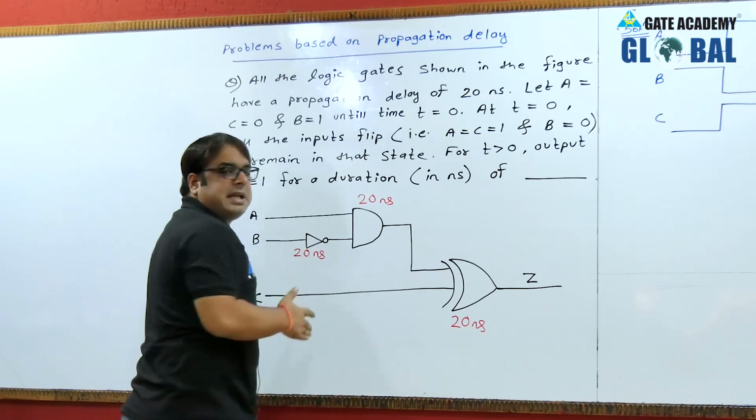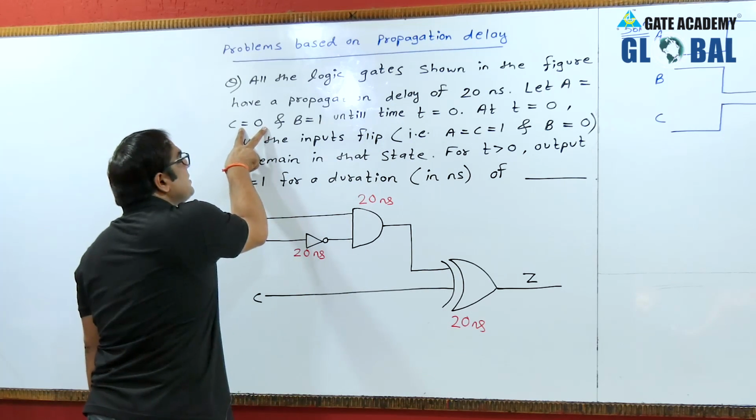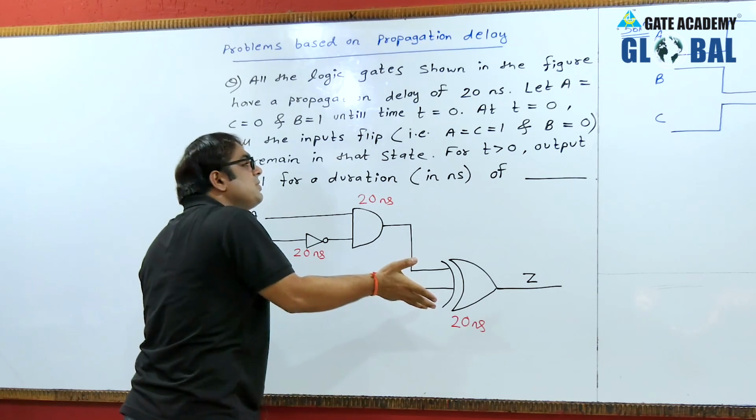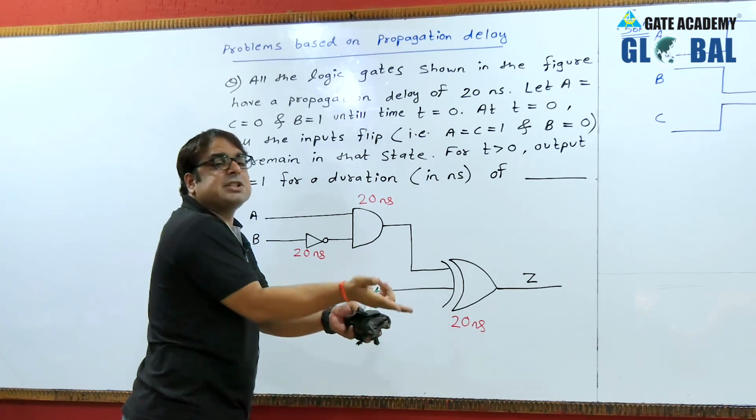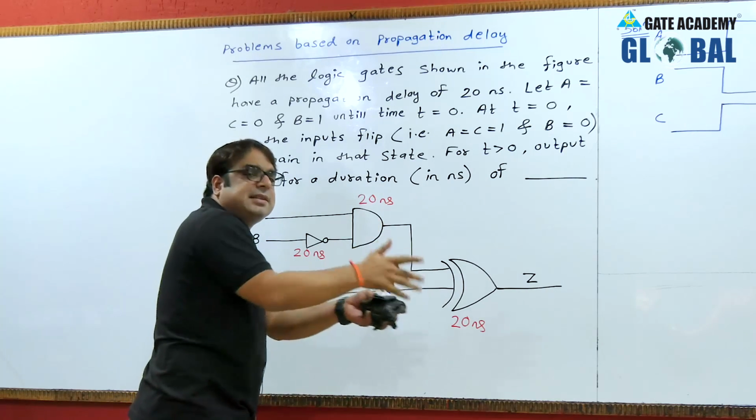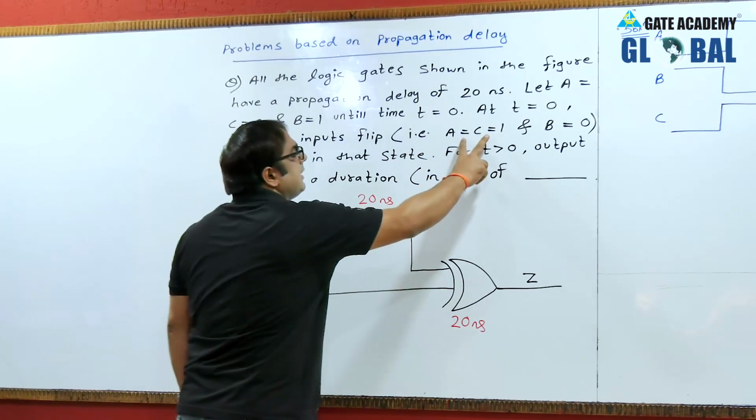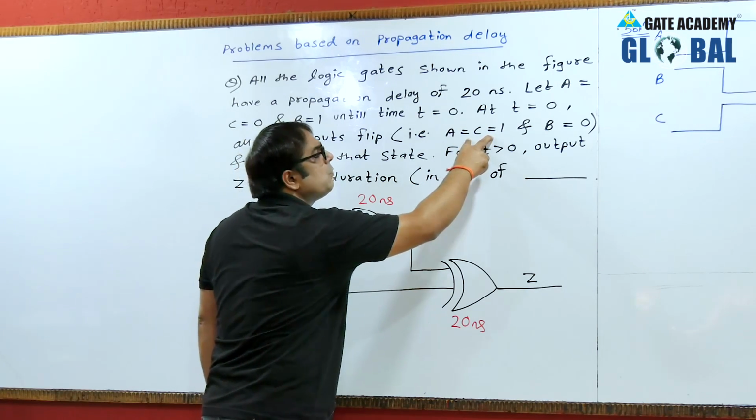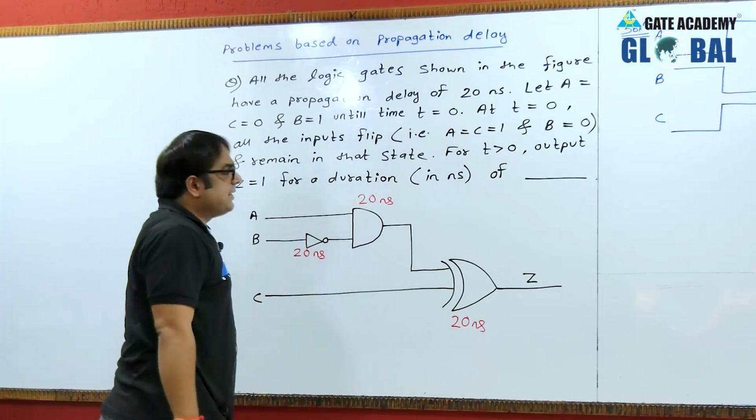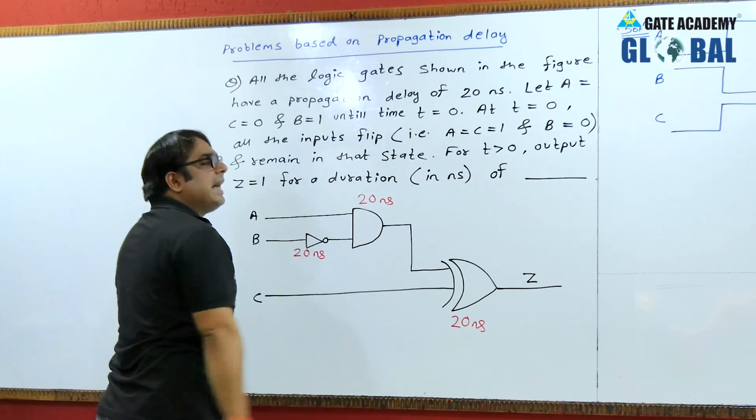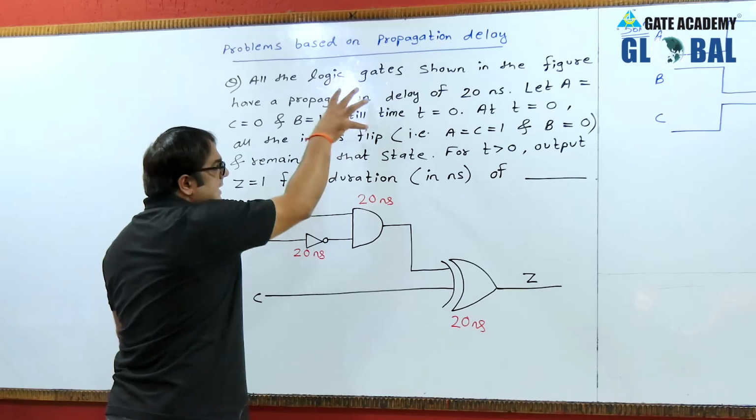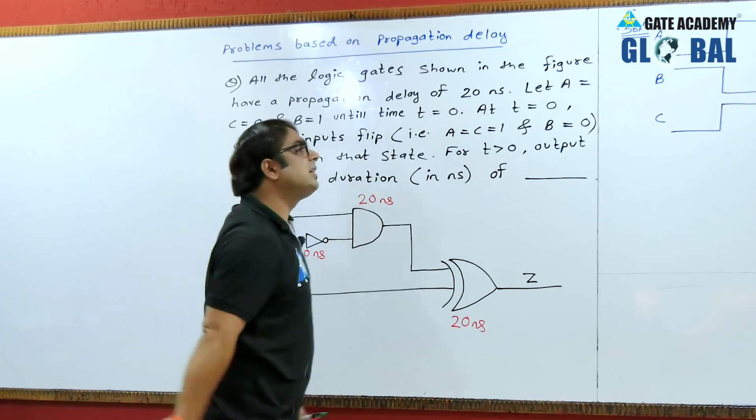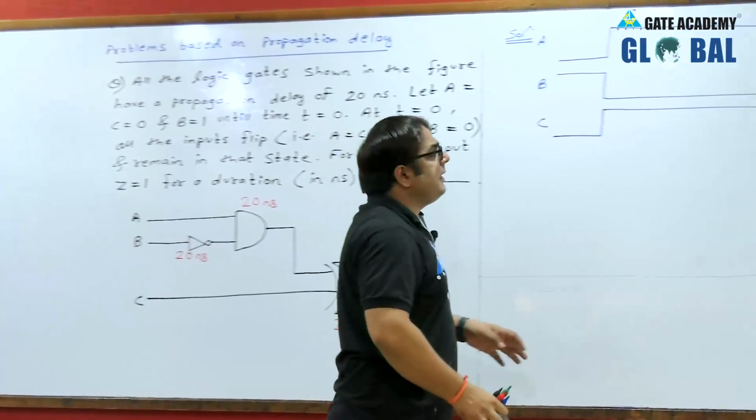So before time t equal to 0, A equal C equal 0 and B equal 1, and after time t equal to 0, inputs flip. Inputs flip means 1 becomes 0 and 0 becomes 1, so that after t equal to 0, A equal C equal 1 and B equal 0 and remain in that state. So the same thing which was given in the question, I have just started to make the waveform.